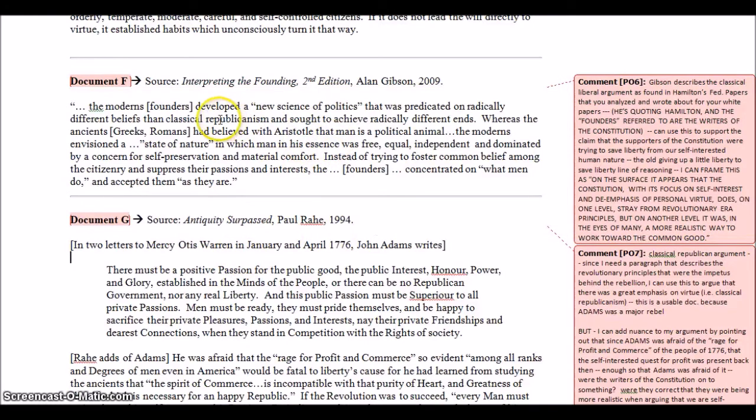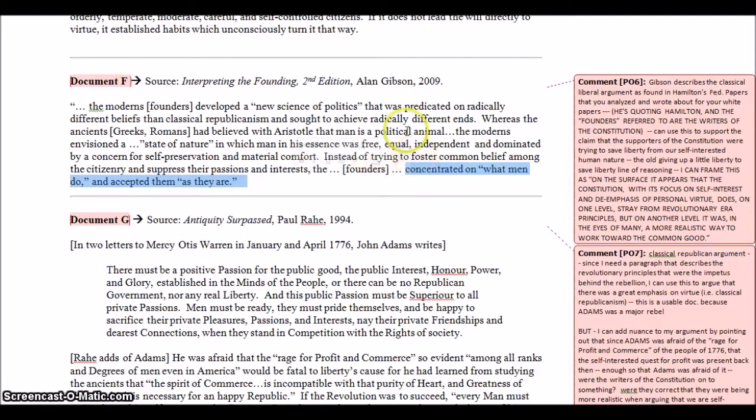But that's essentially what Hamilton is talking about. We now know better. We used to think this way. Now we know better. Our government is more realistic, and it will be just as good as everyone being virtuous. Ambition will check ambition. All right. Well, look at here. He concentrated on what men do and accepted them as they are.